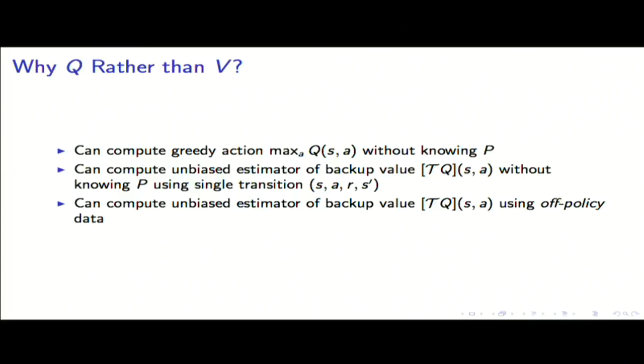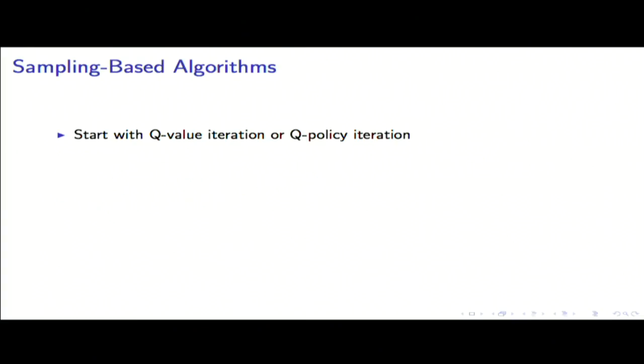That's because, as I said, you can get this unbiased estimator regardless of what policy you actually use to collect the data. The estimator that you get for the backed up Q value doesn't depend on what policy you are running. So those are the nice properties of Q.